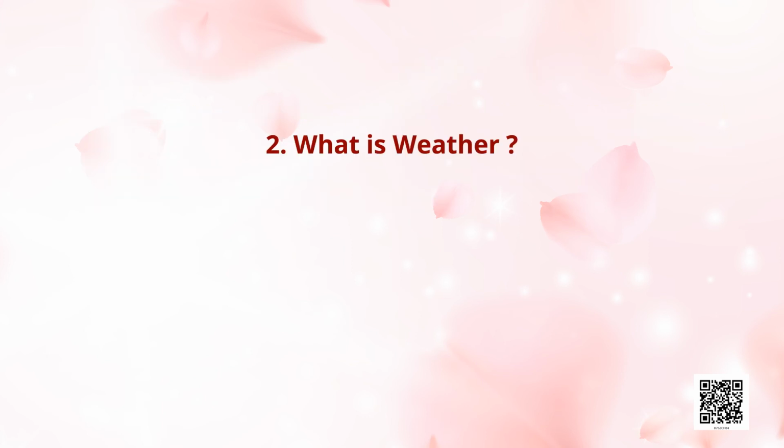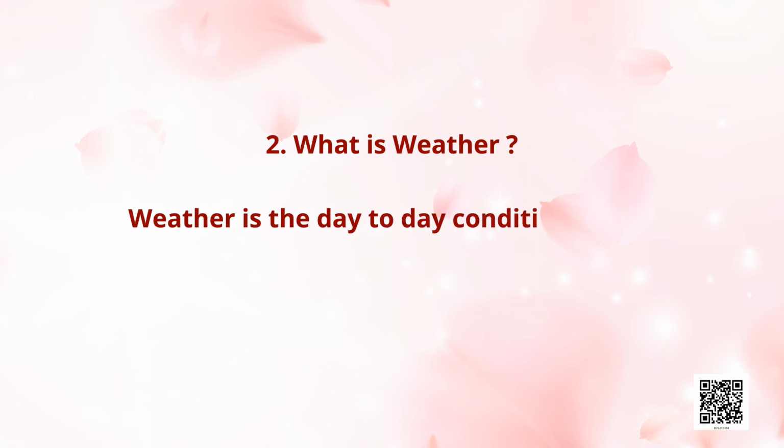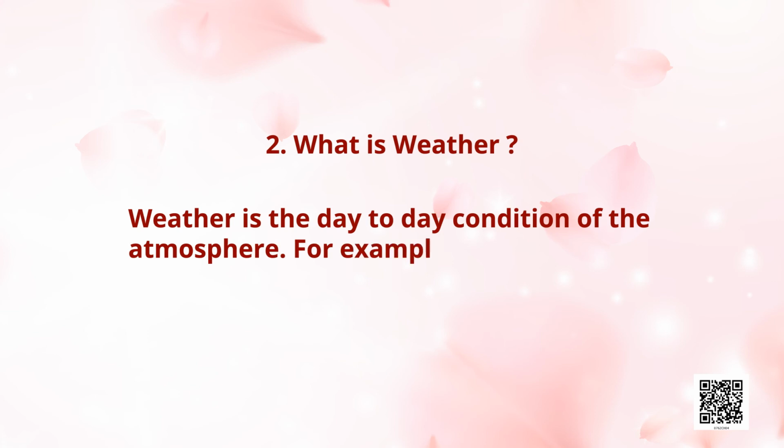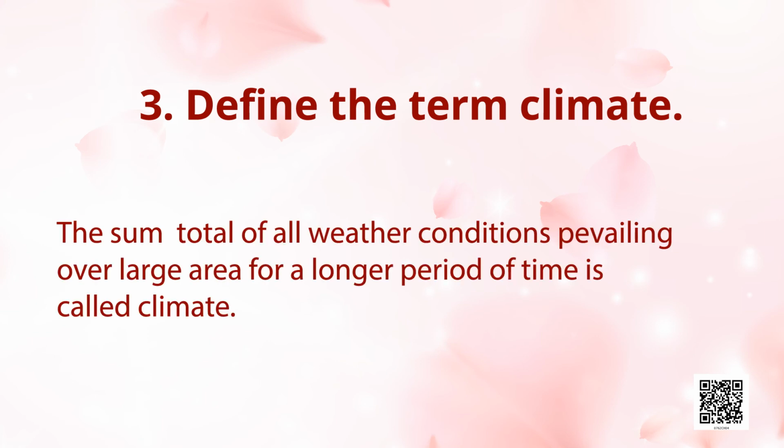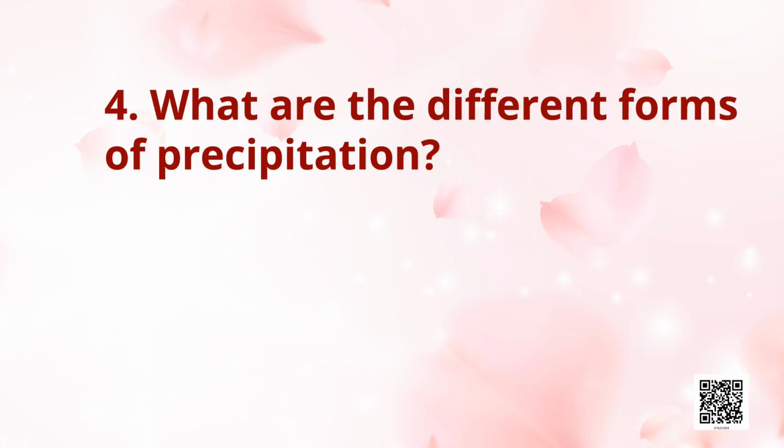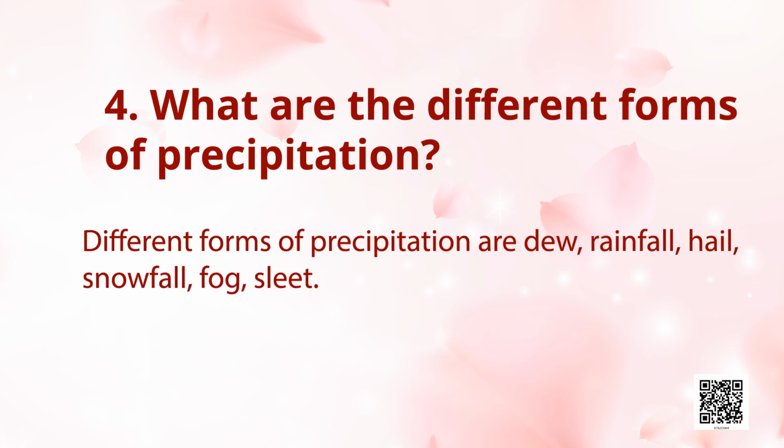Question 2. What is weather? Answer. Weather is the day-to-day condition of the atmosphere. For example, a sunny day or rainy day. Next, define the term climate. Answer. The sum total of all weather conditions prevailing over a large area for a longer period of time is called climate. Next, what are the different forms of precipitation? Answer. Different forms of precipitation are dew, rainfall, hail, snowfall, fog, sleet.